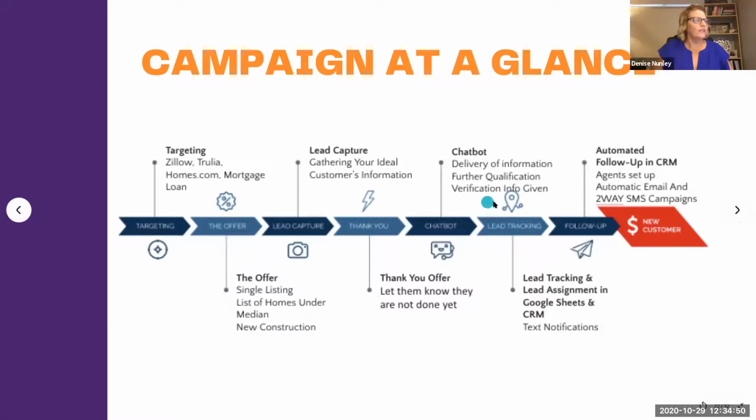The idea, once we get them through all of that qualification, is that we make sure we get them into our CRM. We do this with a program called Zapier, Z-A-P-I-E-R, that takes them straight from Facebook leads into your CRM. You can also take them to a Google Sheet, which is free. If you don't have a CRM, we use what's called an awesome agent CRM, which has automated text, email, follow-up, voice drops, and a whole bunch of other things.